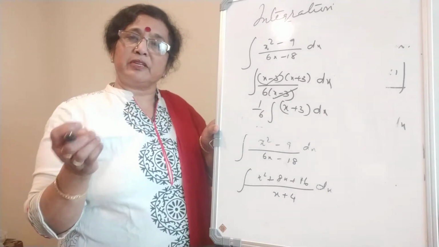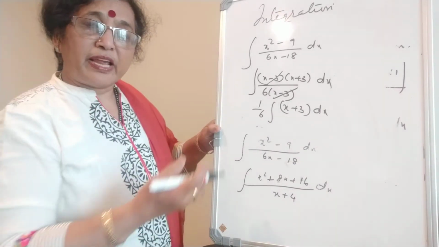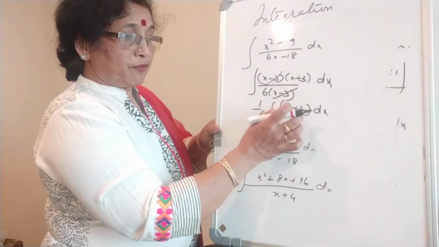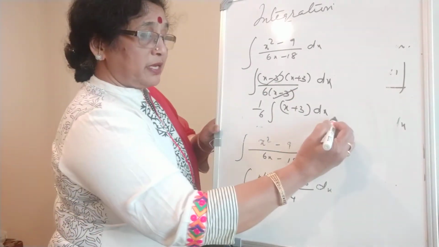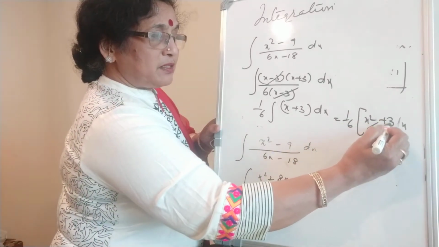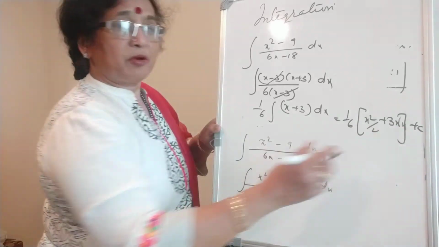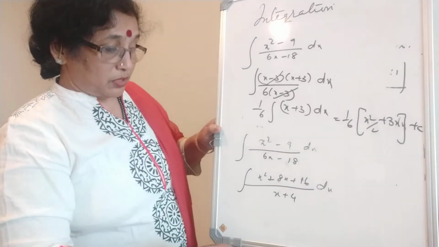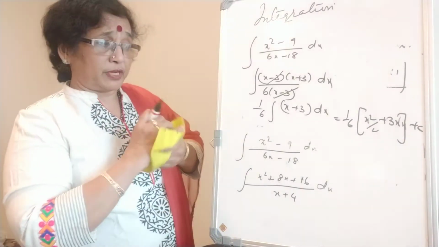Whether I put (x plus 3) dx or whether I write x dx plus 3 dx is the same. So you don't have to think of a formula with x plus 3 as a whole. It is simply 1 by 6 times (x square by 2 plus 3x) and the constant, because this is an indefinite integral. Am I right?